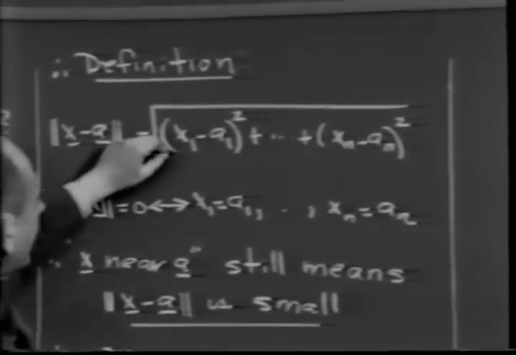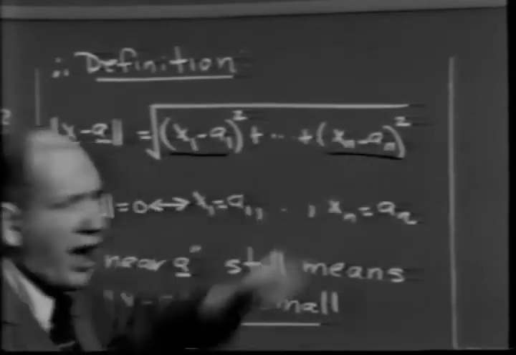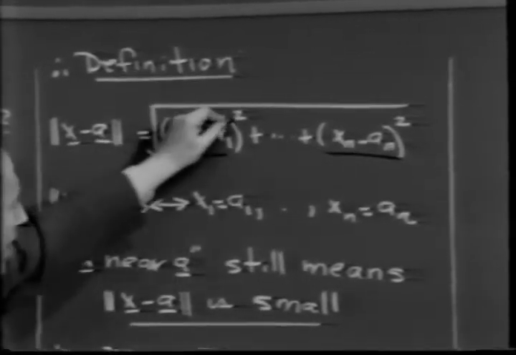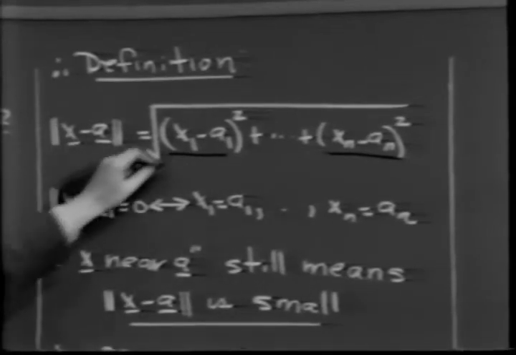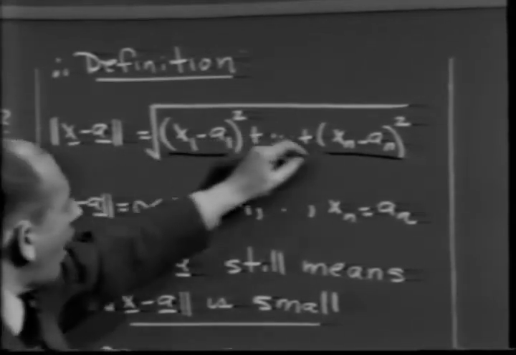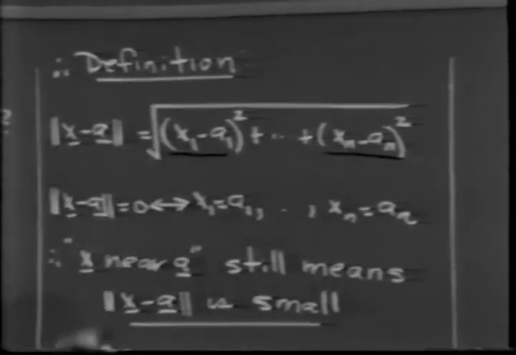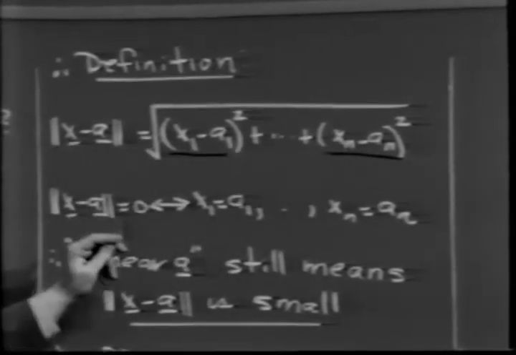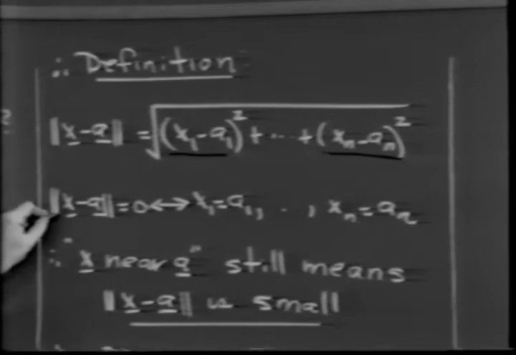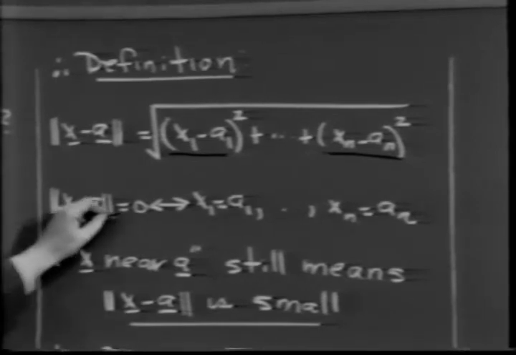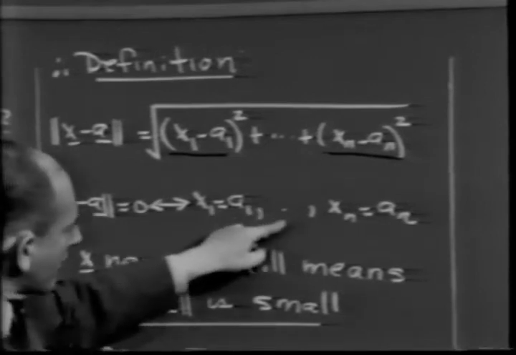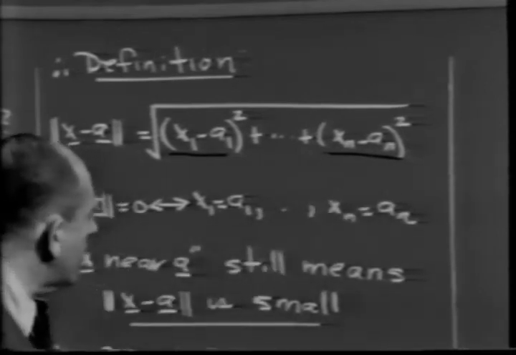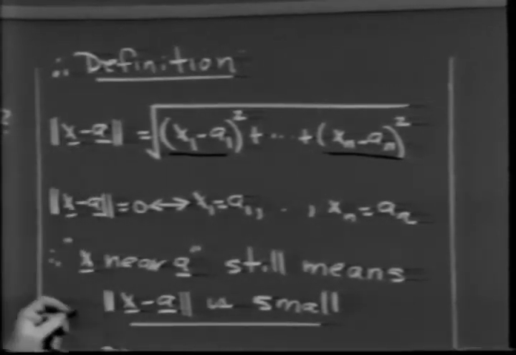The thing that I would like you to notice here is that since each of these numbers is non-negative, they're squares of real numbers, the only way that the sum of squares of non-negative numbers can be 0 is for each of the numbers to be 0. Consequently, the only way the magnitude of x bar minus a bar can equal 0 is if x1 equals a1, x2 equals a2, etc., and xn equals an.